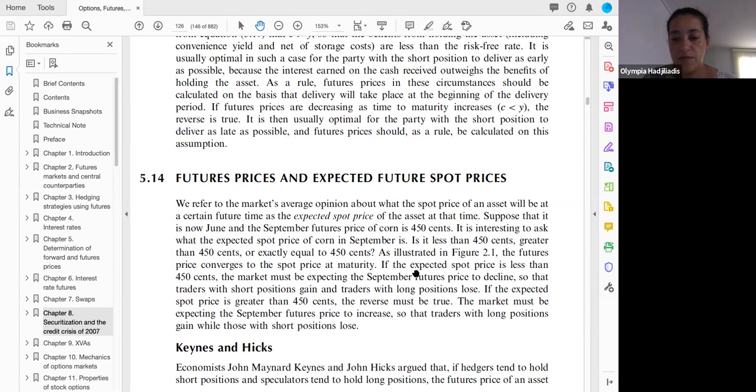If the expected spot price is less than 450 cents, the market must be expecting the September futures price to decline, so that traders with short positions gain and traders with long positions lose. If the expected spot price is greater than 450 cents, the reverse must be true. The market must be expecting the September futures price to increase, so that traders with long positions gain while those with short positions lose.